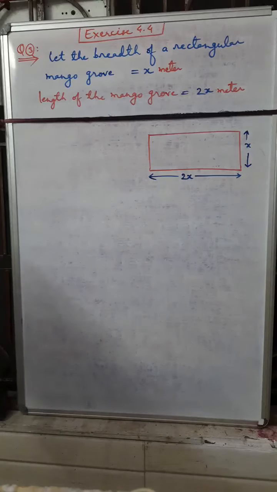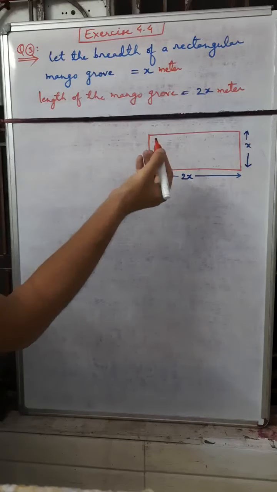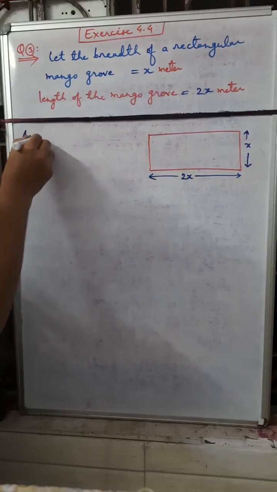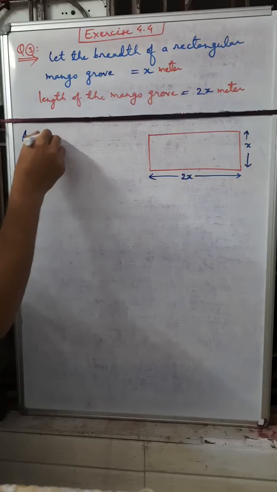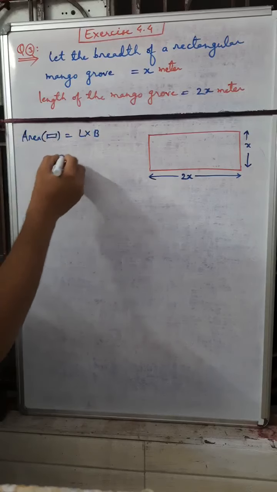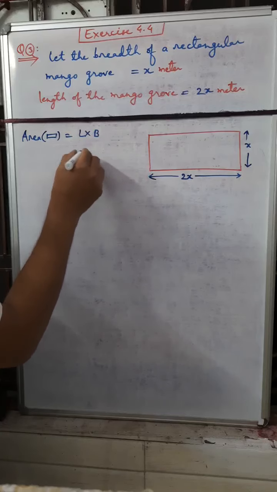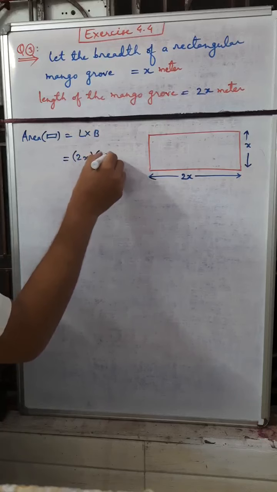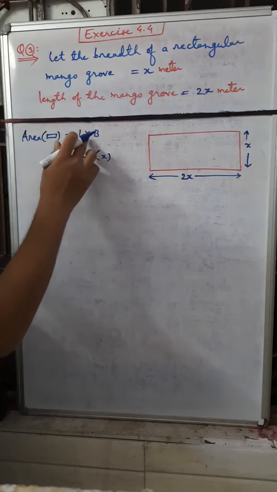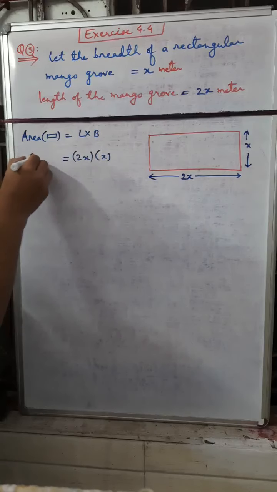Now the area is given. We know very well about the area of a rectangular garden. Area of a rectangle is equal to what? Length into breadth. Area of rectangle is equal to length into breadth. Length is equal to 2x, and breadth is equal to x. I am not using the multiplication sign here because you will be confused, because x and the multiplication sign are a little similar. So area is given 800 meter square.